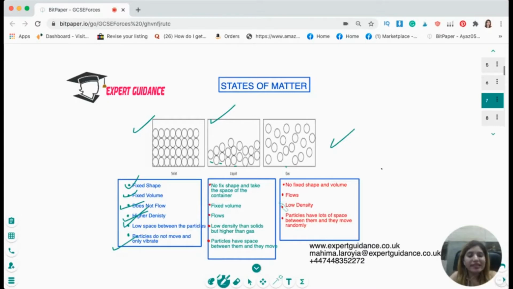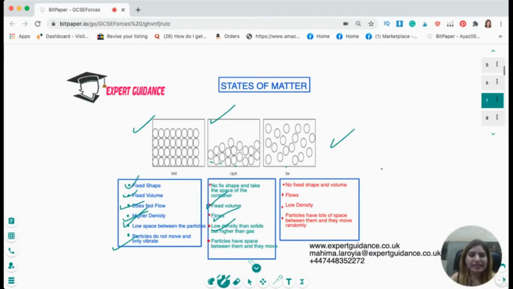The liquid can take the shape of the container. So if you put it in a bottle, it will take the bottle's shape. If you put it in a jug, the liquid will take the jug's shape. But it has a fixed volume. Liquids do flow. They have lower density than solids, but higher than gases. And particles have some space between them and they move slightly.